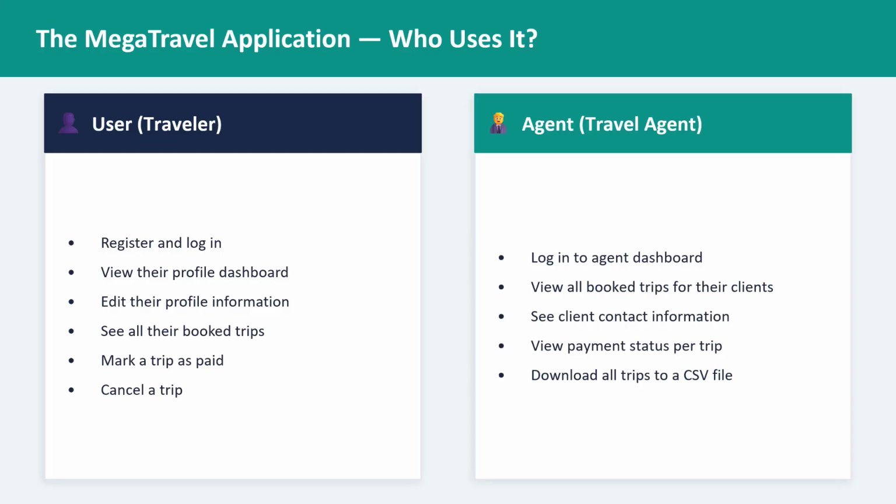Then we have our agents. These are travel agents who work for the travel agency and manage bookings for clients. They log into a separate dashboard, see all of the trips booked through them, and see the contact information for each client. They can view payment status and download their trip data into a CSV file. Different roles, different views, different data, but they share the same underlying database and API. One important thing to notice is users and agents log in through the same login page, but get routed to completely different dashboards.